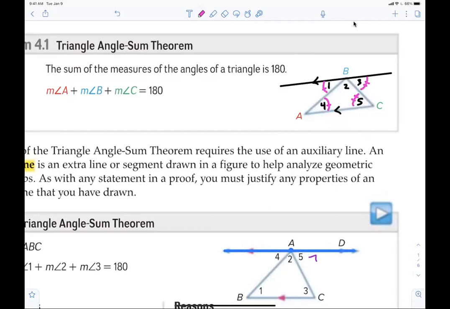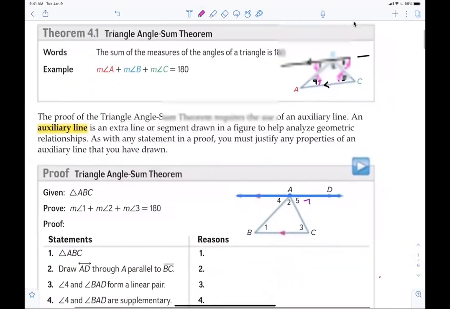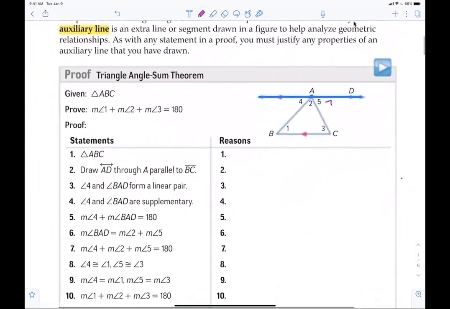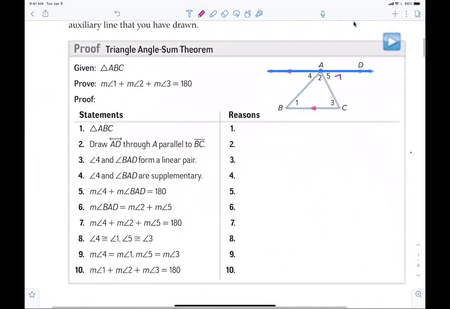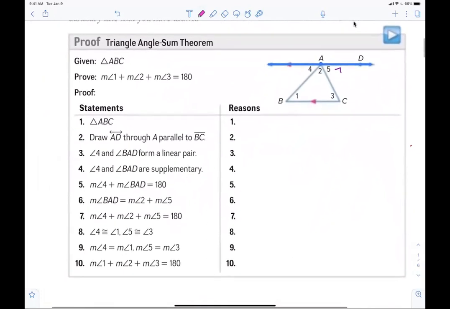So now what we'll do is we'll try to see how they wanted it done. Now do me a favor. I think it's a good idea to copy this proof down a little bit. So statement 1 is obviously what? Given.